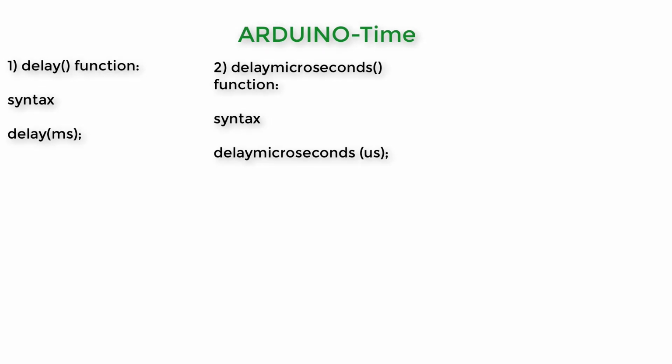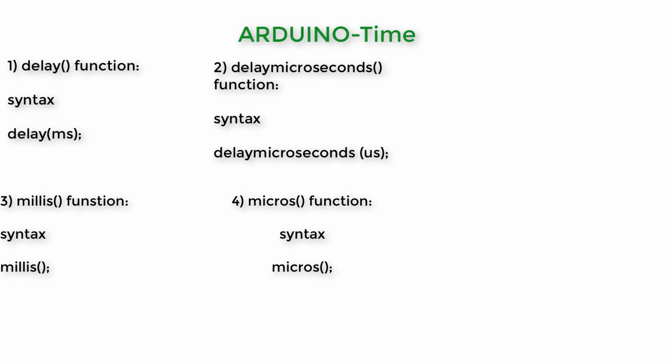So next up, the Arduino time-related functions. Number 1, the delay function. The delay function works in a pretty simple way. It takes an integer argument, and this argument specifies the time in milliseconds. When the compiler encounters this function, it delays or pauses the execution of the program for the specified amount of time given in the argument. Number 2, the delayMicroseconds function. This function is similar to the previous one, except that it takes an integer argument which specifies the time in microseconds.